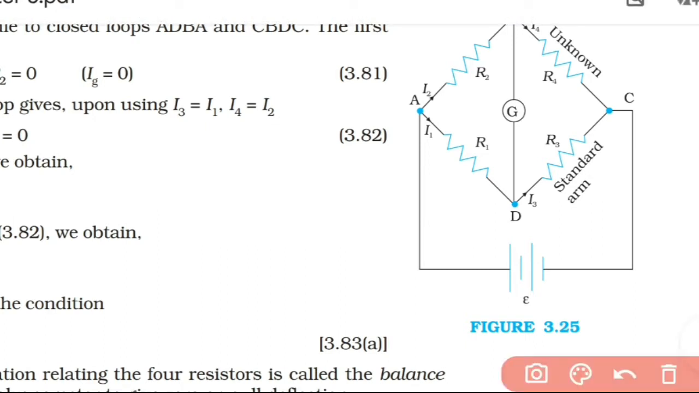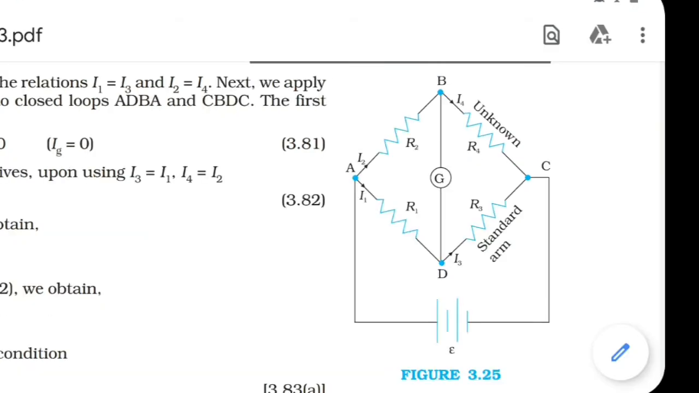So BD is called what? Galvanometer arm. So the four resistances connected like this form a Wheatstone's bridge, and there are two arms of the bridge, battery arm and galvanometer arm. The battery arm is the circuit where the battery is connected, and the galvanometer arm is the circuit where the galvanometer is connected.